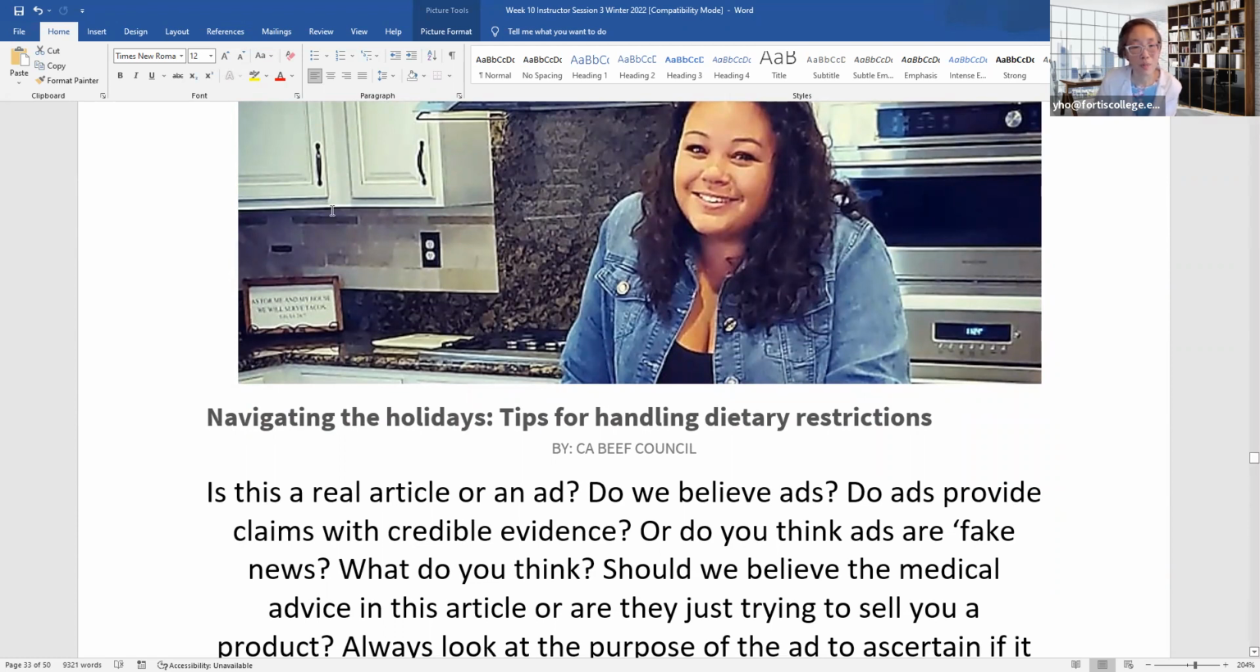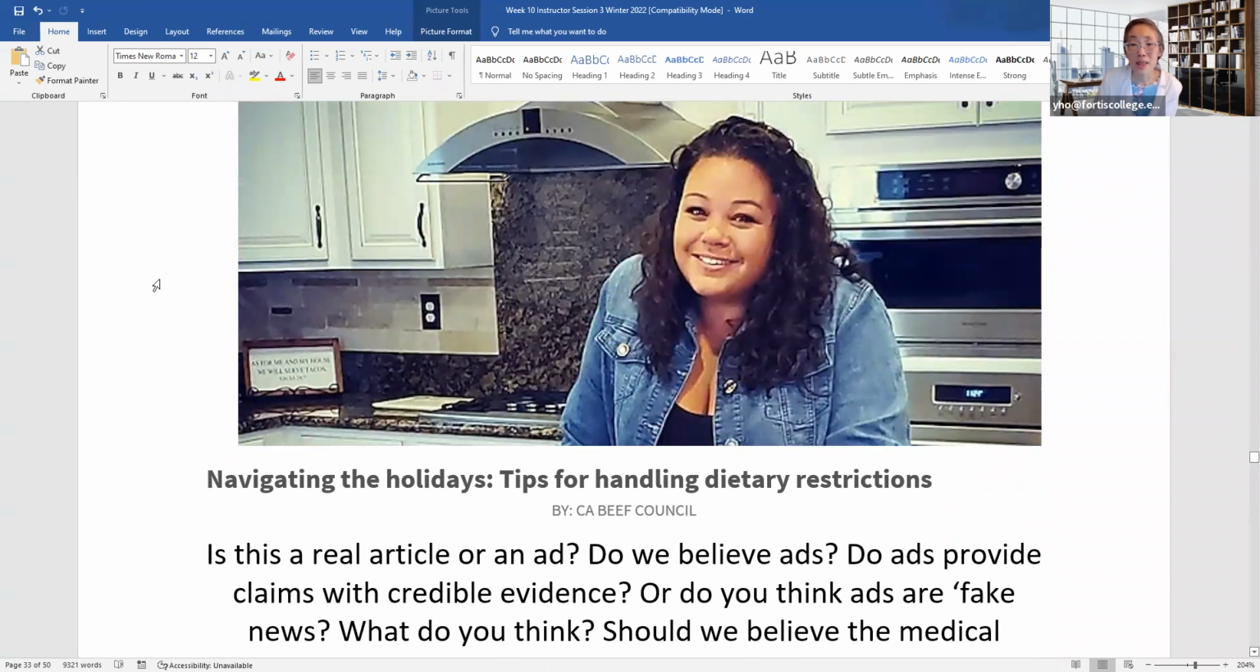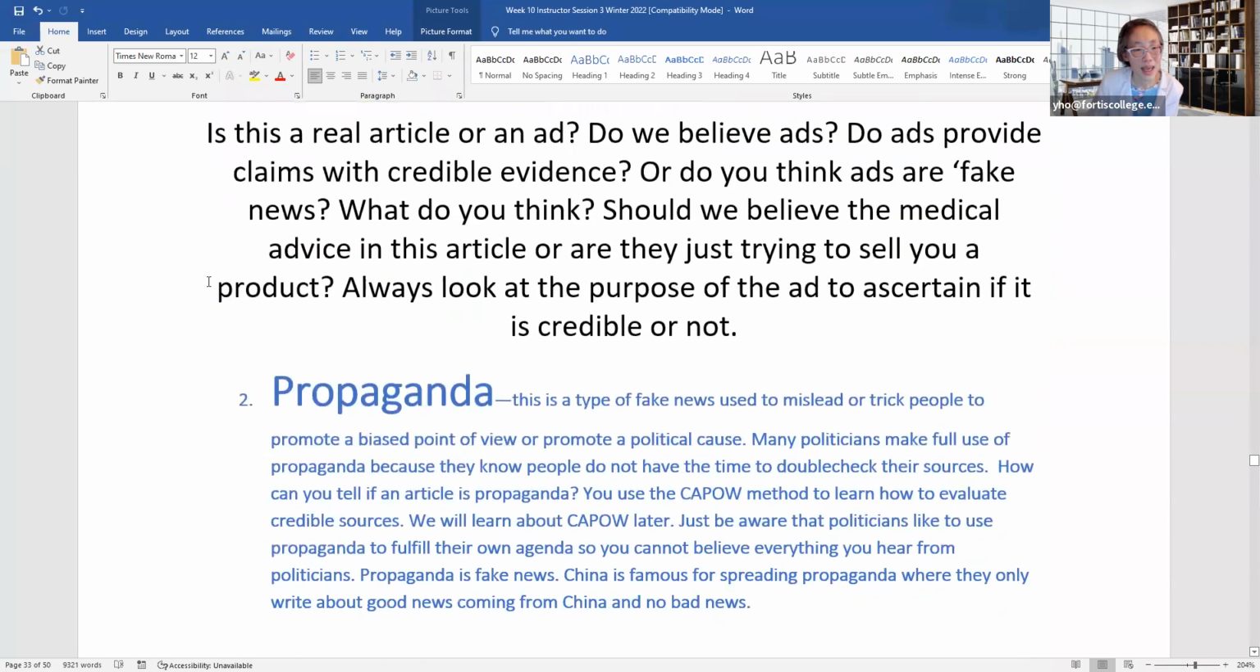The California Beef Council. This might be a tad partisan because they want you to continue to buy beef. So even if someone says beef might not be good for you, they're going to tell you all the ways that beef is really, really delicious, okay? I think that this is an ad.